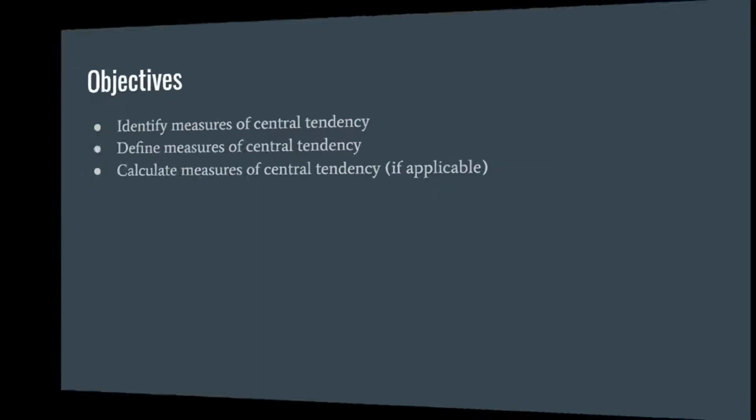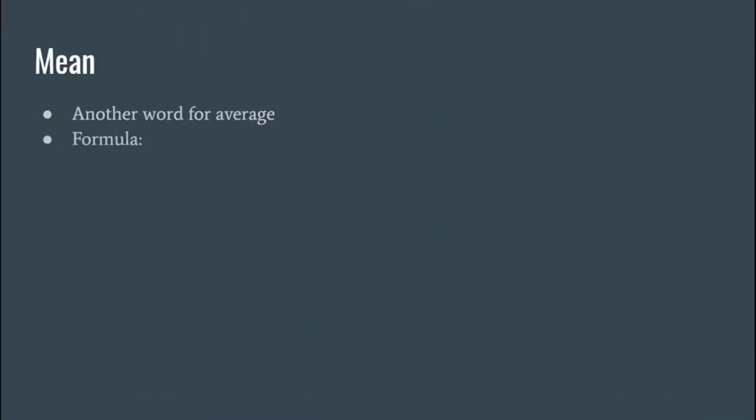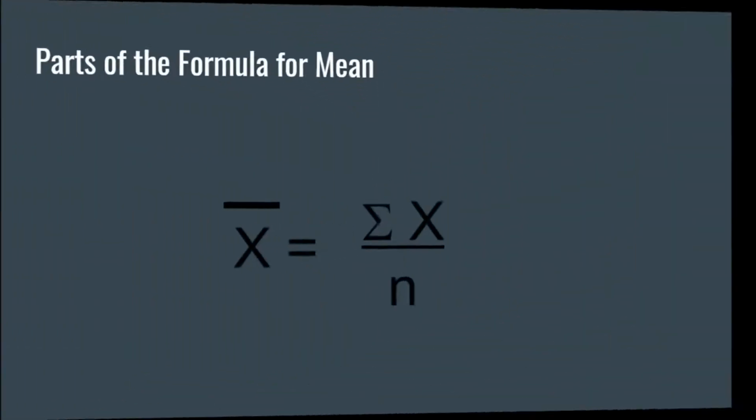Okay, so measures of central tendency, there's primarily three that we talk about. That's the mean, median, and the mode. So first we'll go through the mean. So the mean is another word for average, and it has a formula, and this is it here. So you're probably thinking, this looks kind of weird. I've never seen notations like this before. So let me break it down for you. Let's go through the formula.